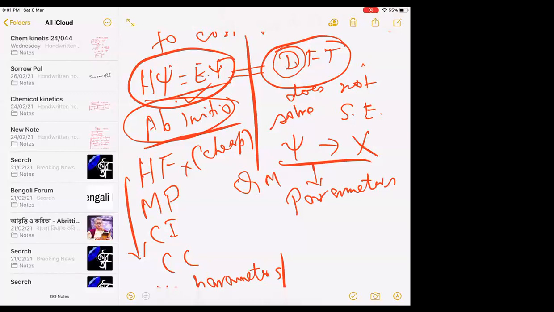So many people who are working on coupled cluster have never transited to DFT. In fact, they dislike it. Although they're intelligent enough to understand DFT. That has not been the problem, but it's a philosophical problem.